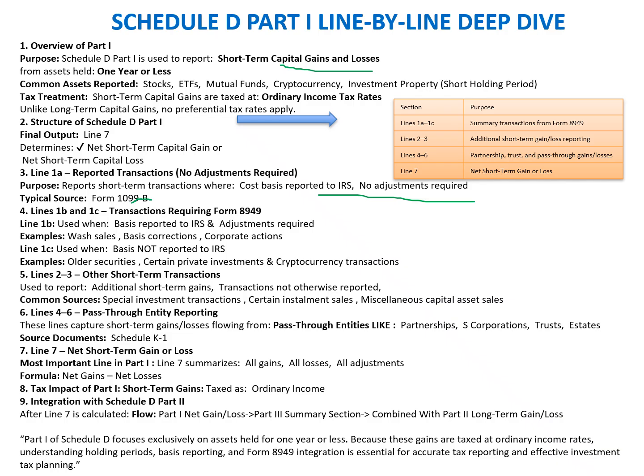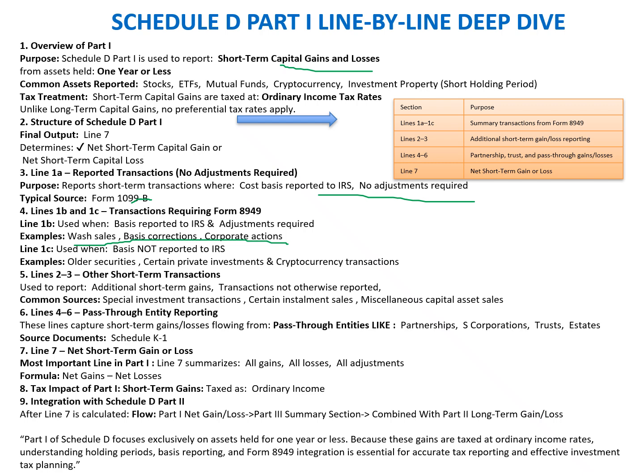Lines 1b and 1c transactions are required from 8949. Line 1b is used when the proceeds were reported to the IRS but an adjustment is required. For example, there may be wash sales, basis corrections, or corporate corrections. All this is reported via 8949, but the base of this information is 1099-B.